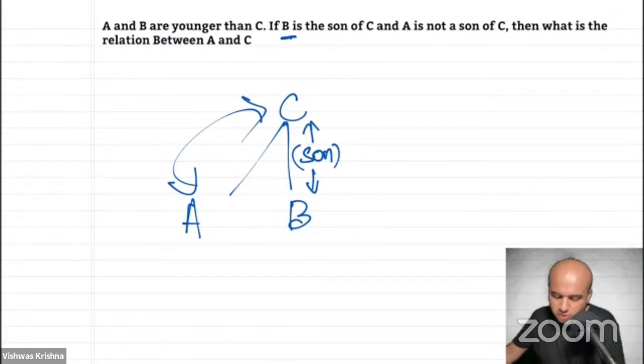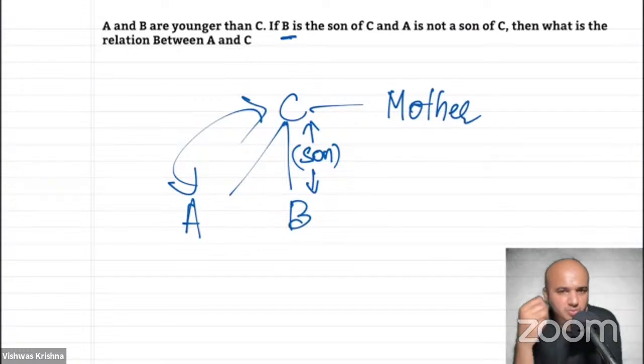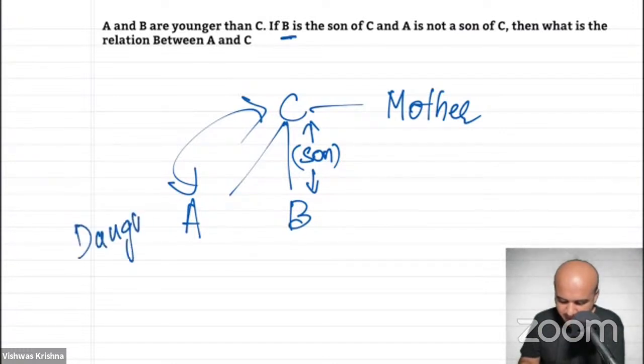Okay, let me also say, you are all saying daughter and father, assuming A is the daughter of C. Now, tell me one thing. If you go only by this question without looking at the options, A and B are younger than C, that they have given. If B is the son of C and A is not the son of C, what is the relation between A and C? Why can't C be mother? It could be mother also, no? Mother and daughter is also an option, going by this assumption.